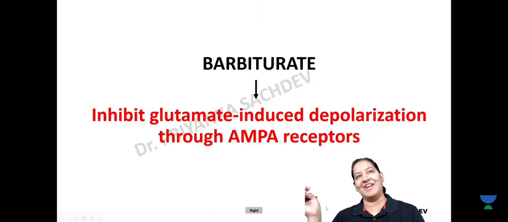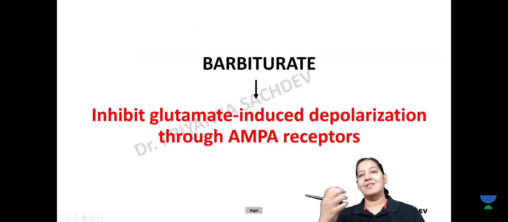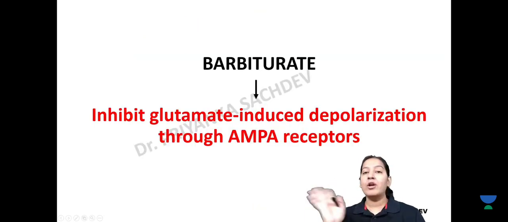Very good, very good. So now let me come to the third and the last action. There are three actions now. The third action is not about GABA. It is about glutamate. As I have told you, there are two neurotransmitters.